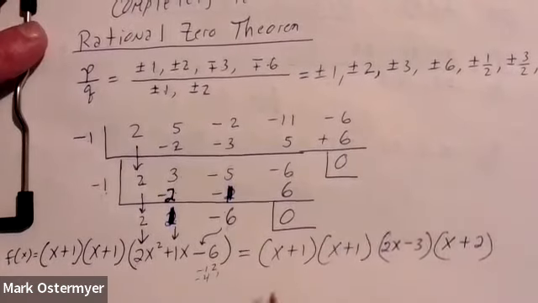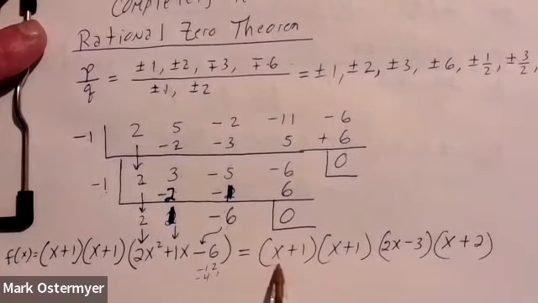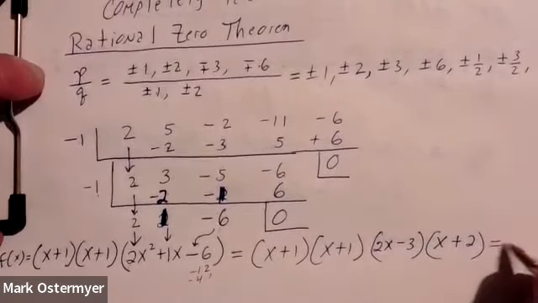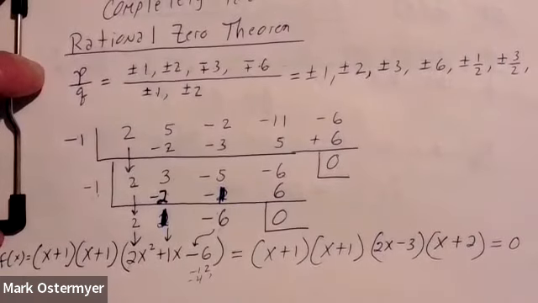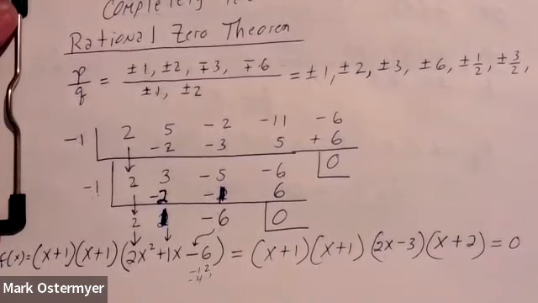Ladies and gentlemen, we've accomplished our goal. I've completely factored f of x down into the product of nothing but linear factors. Furthermore, I can identify all the zeros. What zeros have we already found so far?